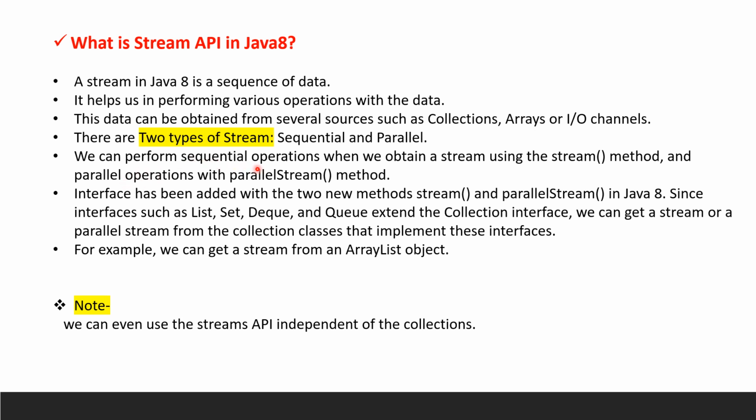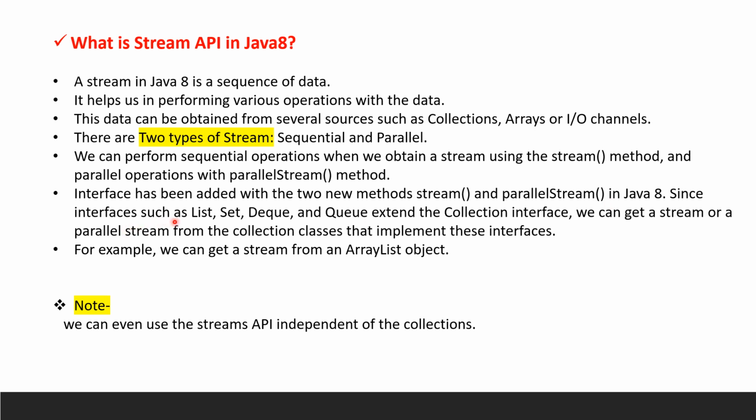We can perform the sequential operations when we obtain a stream using the stream method. So how are we going to get it? We are saying we will have two types, right? So how do we do operations on that, and how will we get that? Using the stream method we will obtain the stream, and the parallel operations with the parallelStream method. So the collection interface has been added with two new methods, stream and parallelStream, in Java 8.